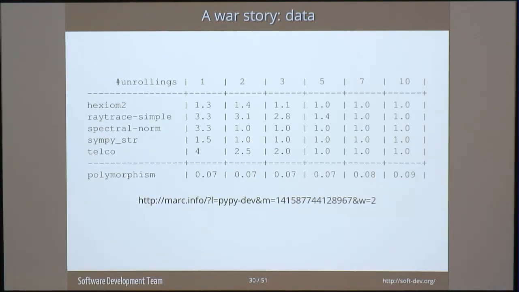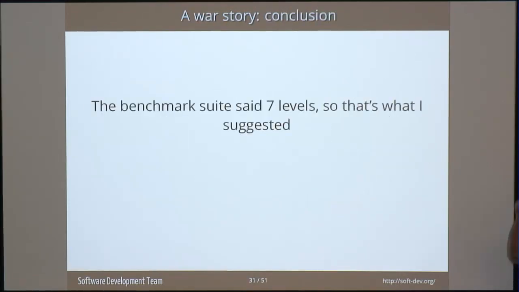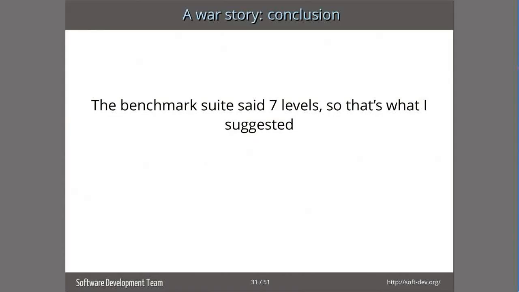So from this table, it is completely clear what to do. The benchmark suite said the right thing to do is to unroll 7 levels of recursion. That's what's in the commit, the fix that went into PyPy that I suggested. If you download that VM, that's the amount of unrolling you'll get with recursive function calls today.